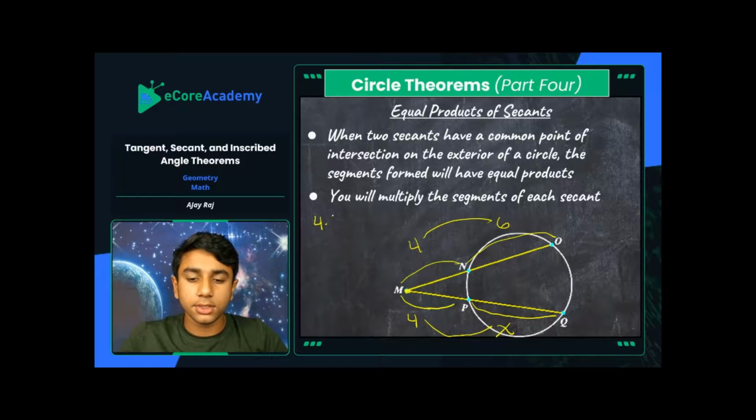So 4 times 6 equals 24, and then we have 4x. Secant 1 and secant 2, so we'll solve for x by setting them equal. 4x equals 24. Divide each side by 4, and we get that x equals 6.